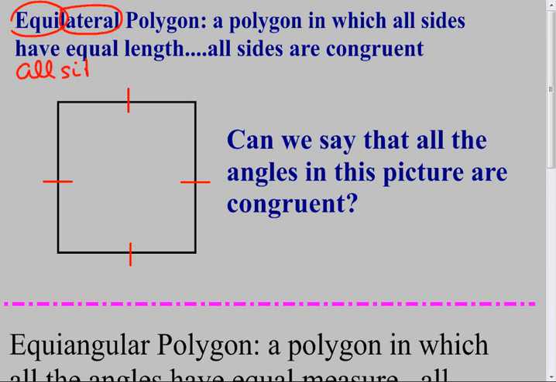Now be careful with the pictures. It looks like all the angles are congruent. Can you draw a figure with four sides that are all equal? But the sides have, okay, parallelogram. All the sides are equal, but I don't have congruent angles. These are all equal. Does anybody remember what that's called? A rhombus.